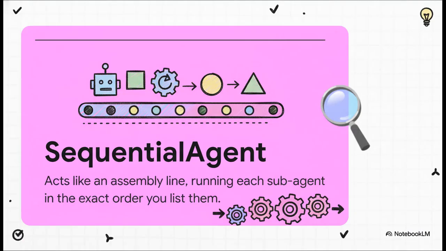The idea here is really simple, but incredibly useful. A sequential agent runs your team of agents in a strict, predictable order. The work from agent number 1 gets passed automatically to agent number 2, and so on down the line. It's a clean, reliable pipeline.